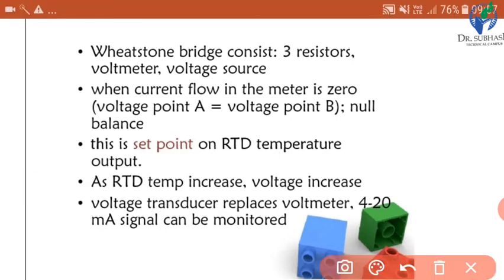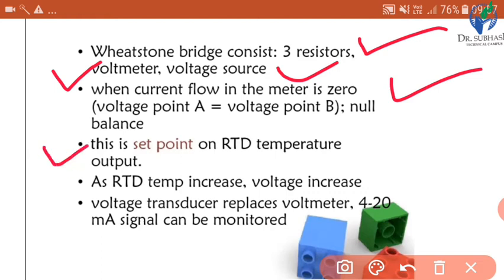Here is the explanation. The Wheatstone bridge circuit consists of three resistors that we have seen, R1, R2 and R3, then one voltmeter and a voltage source. The voltage source should be there for the Wheatstone bridge circuit to work. When current flow in the meter is 0, it is known as null balance. Initially there should be null balance. This null balance is the set point for the RTD temperature output.